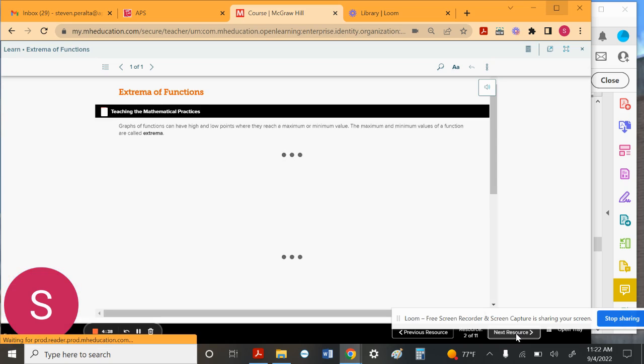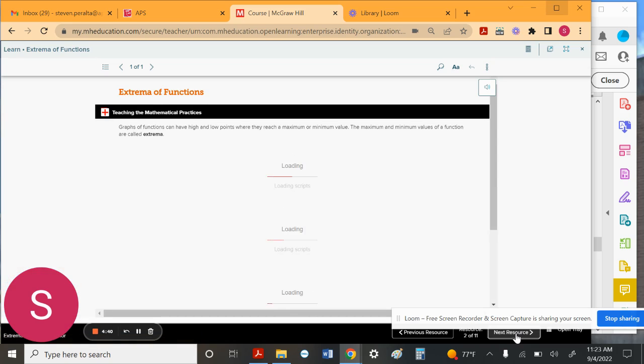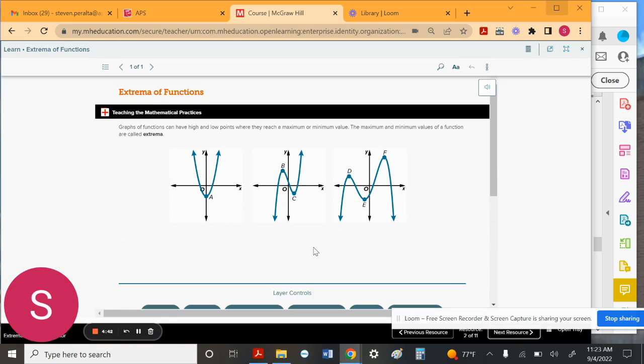So learning about these extrema, which again are really just those minimum and maximum values that we're looking at here. Notice here that we can have higher low points. So my maximum or min values are called extrema. So here is an extrema. And then, of course, these both go up to positive infinity. So my max value would be all the way up there.